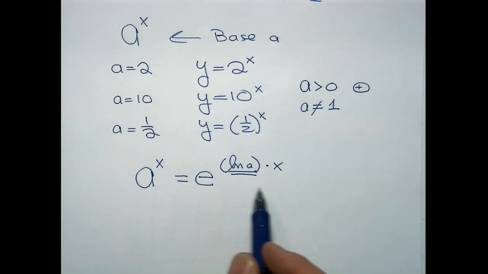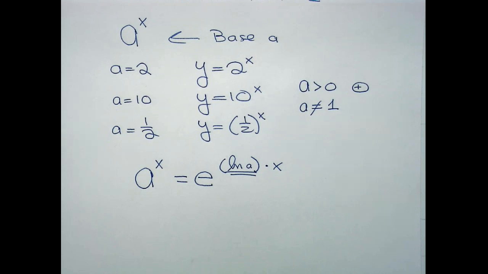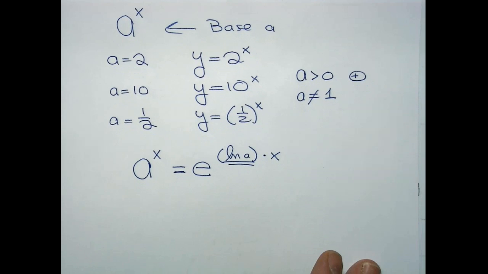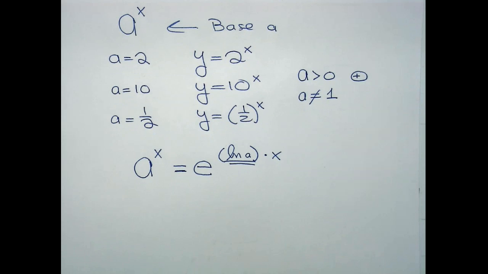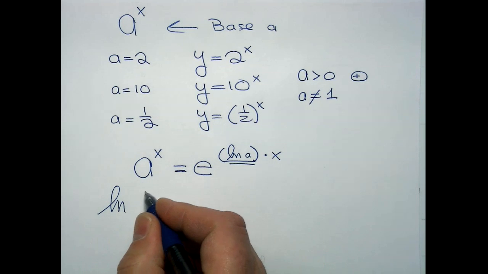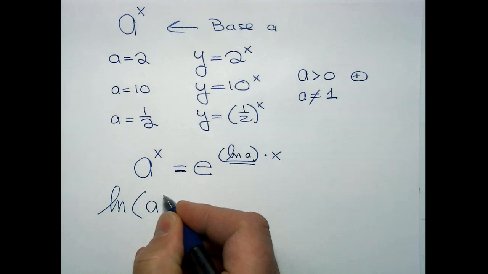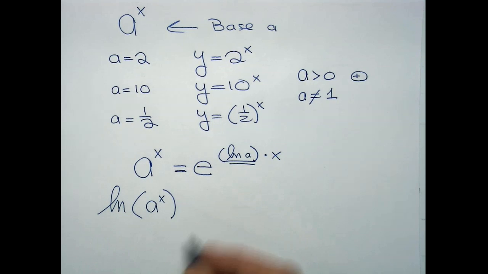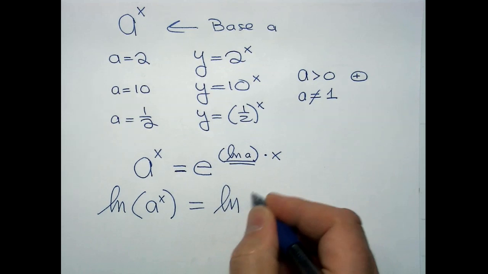Now, how do we know that these two are really equivalent to one another? Well, one way to figure that out would be to take the natural log of both sides. This is an equation, and if it really is equal, then we should be able to do whatever we want to both sides. I'm going to take the natural log of the left side, and I'm going to take the natural log of the right side.